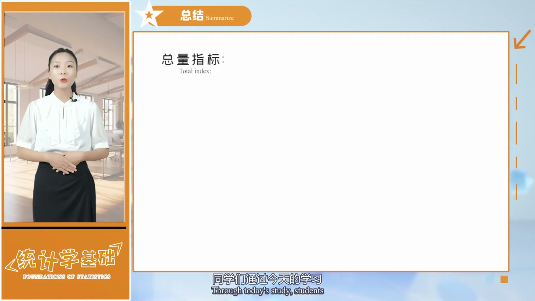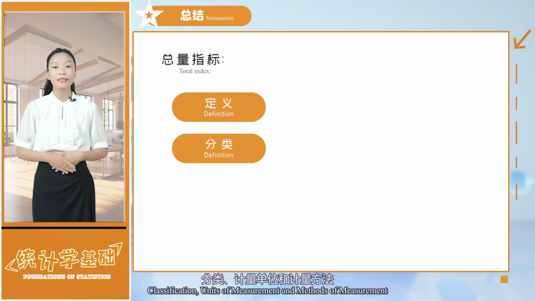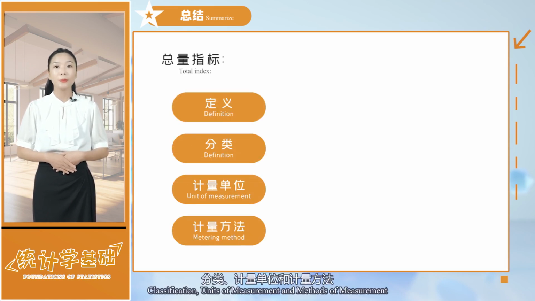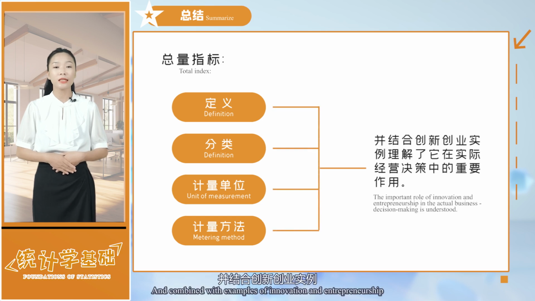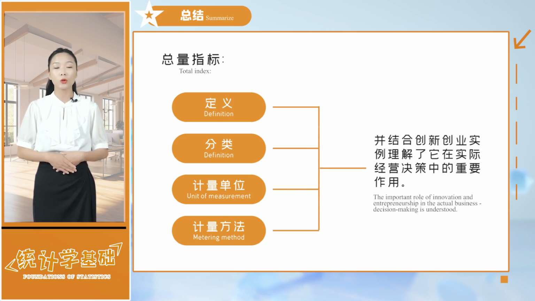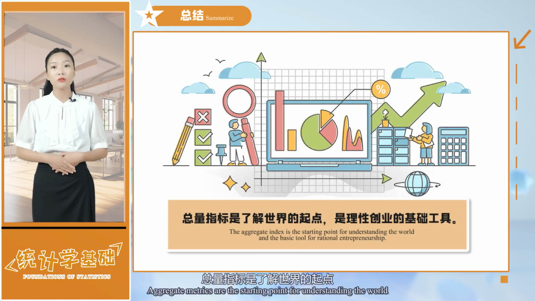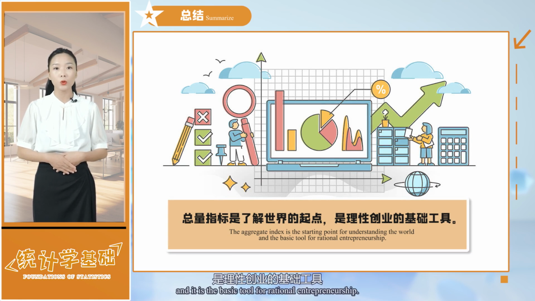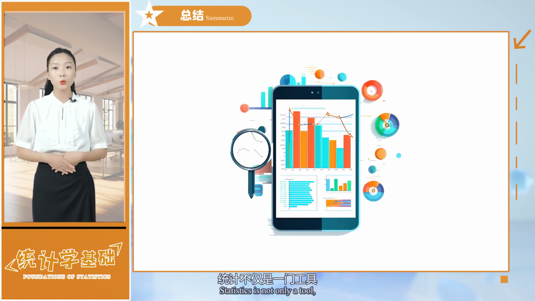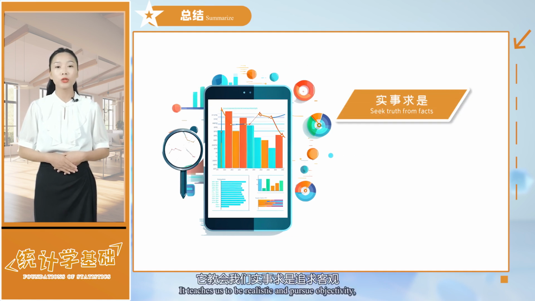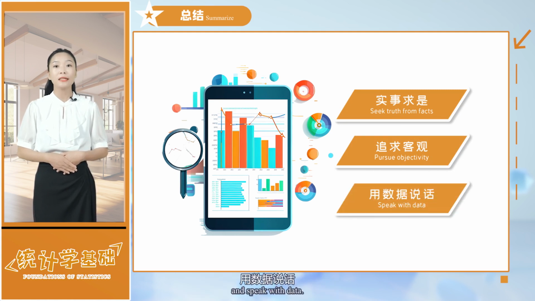Through today's study, students, we have mastered the definition of aggregate indicators, classification, units of measurement, and methods of measurement, and combined with examples of innovation and entrepreneurship, we have learned its important role in practical business decisions. One sentence summary: aggregate metrics are the starting point for understanding the world, and the basic tool for rational entrepreneurship. Statistics is not only a tool, but also a way of thinking. It teaches us to be realistic and pursue objectivity, and speak with data.